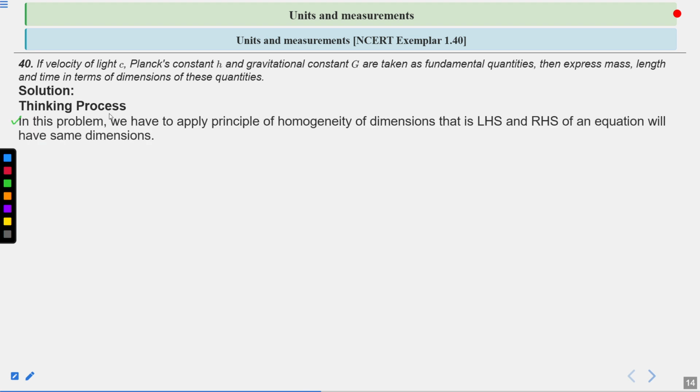In this problem, we have to apply the principle of homogeneity of dimensions. That is, LHS and RHS of an equation will have the same dimensions. So the principle here is the principle of homogeneity.